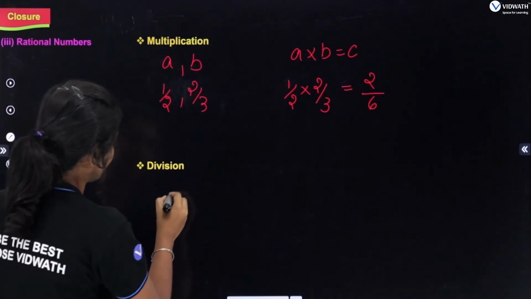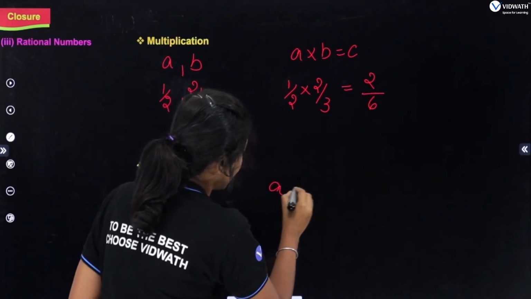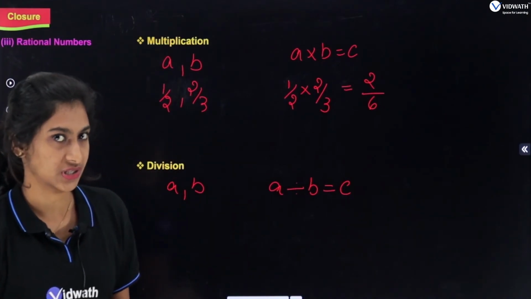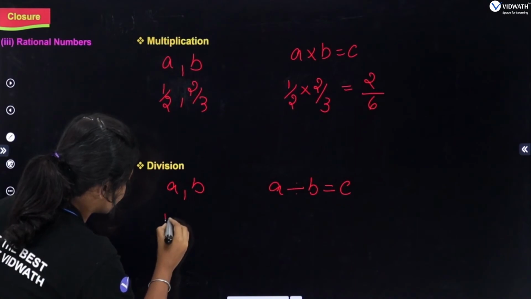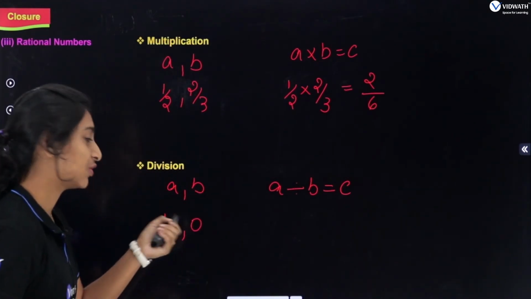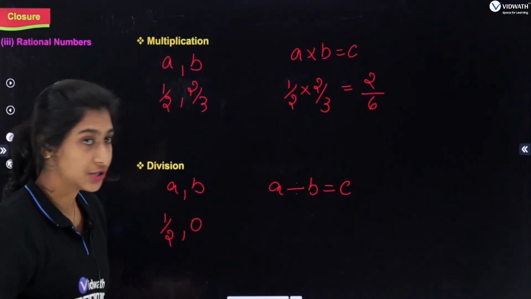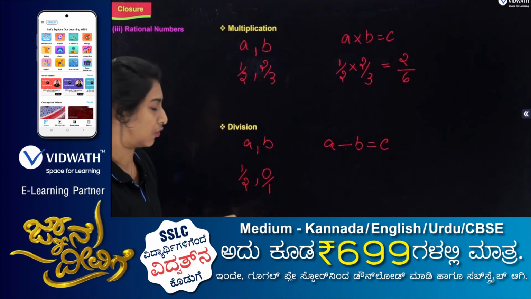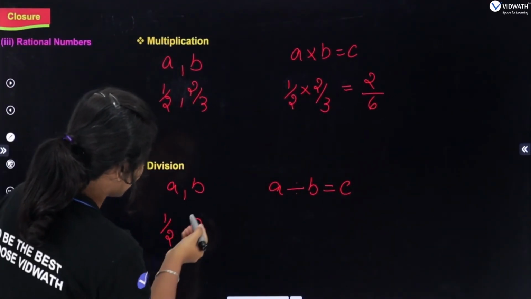Next, division. If a and b are any rational numbers, then a divided by b is equal to c is not always a rational number. We will see the example for that. If I take a as 1 by 2 and b as 0. We know that 0 is a rational number, right? And if we write 0 in the form of p by q, how do we write that? So, 0 by 1 is the p by q form of the rational number. So we have 1 by 2 and 0 by 1.